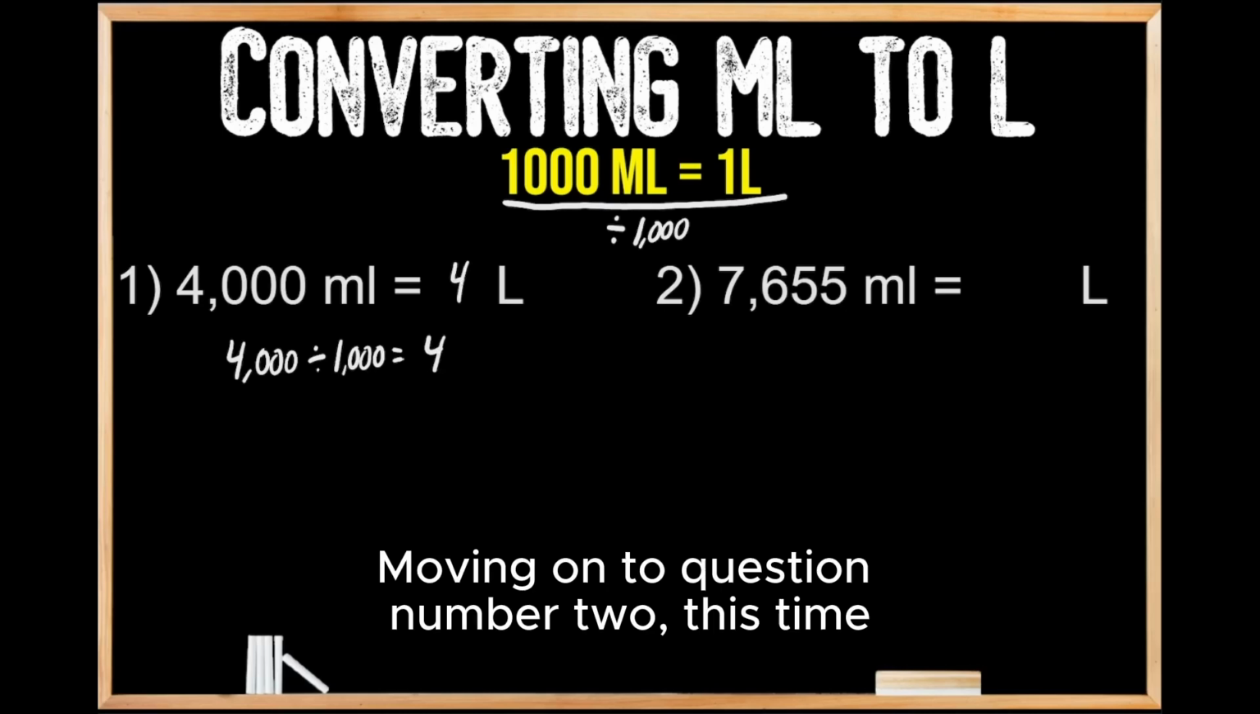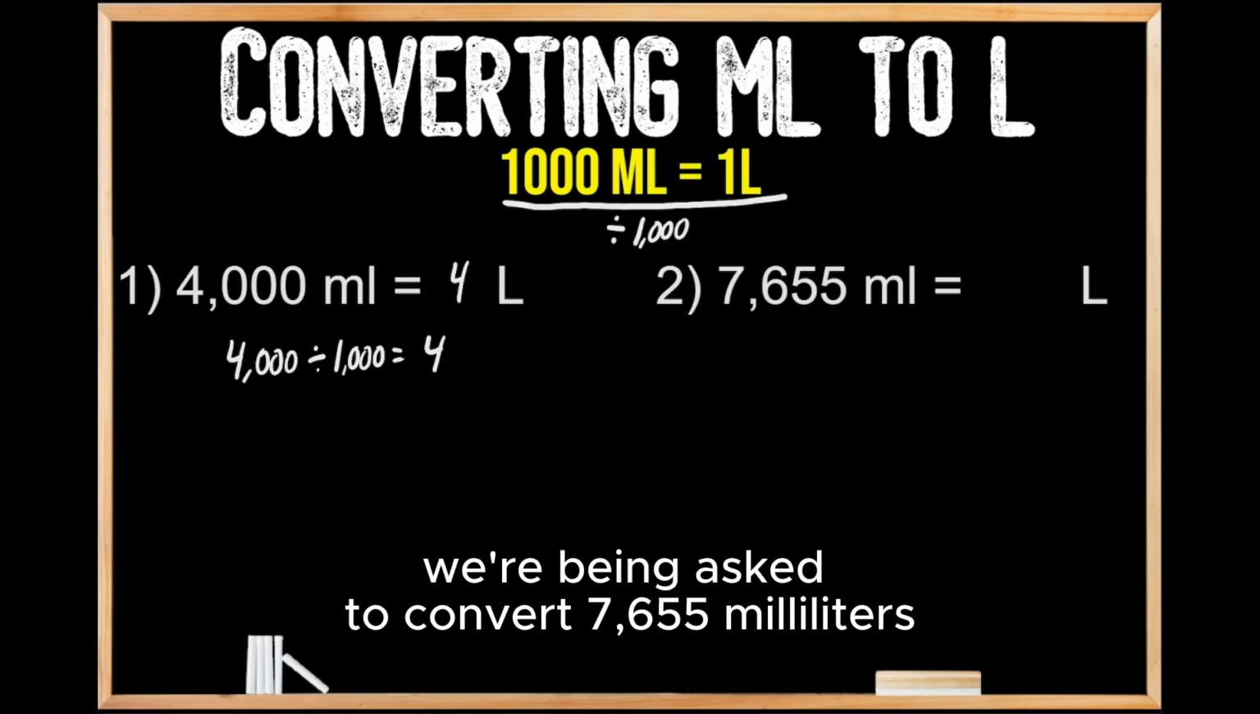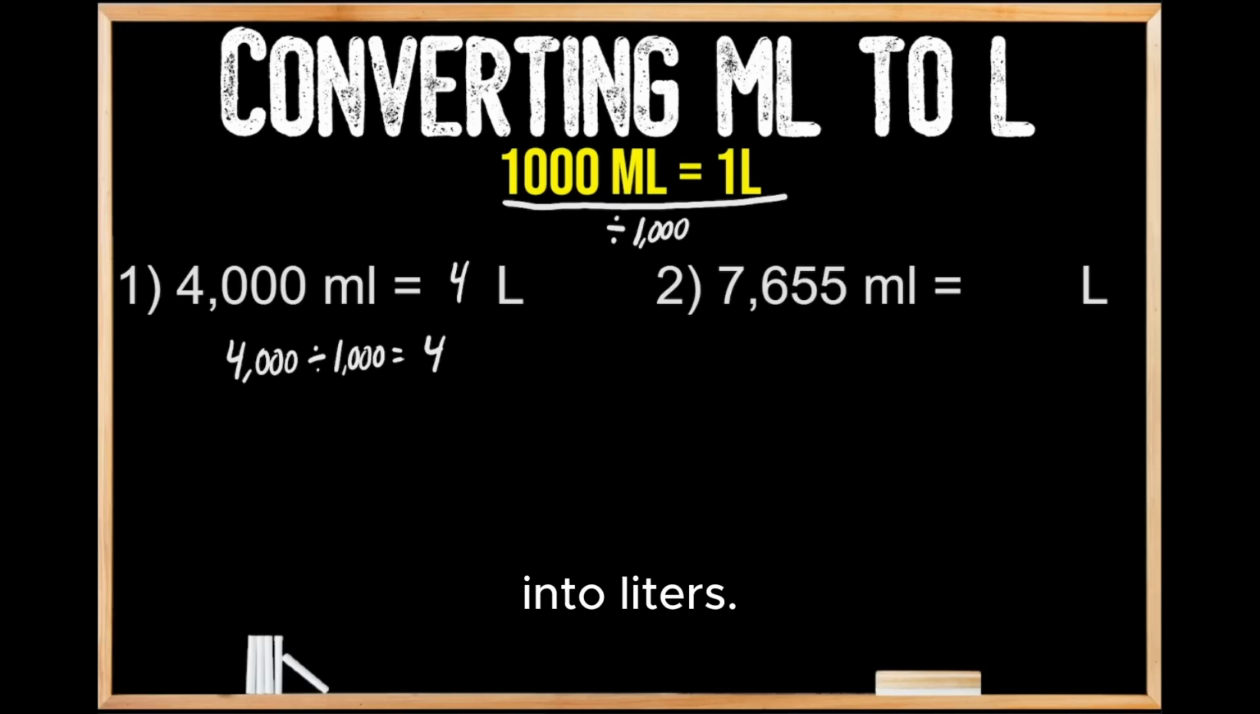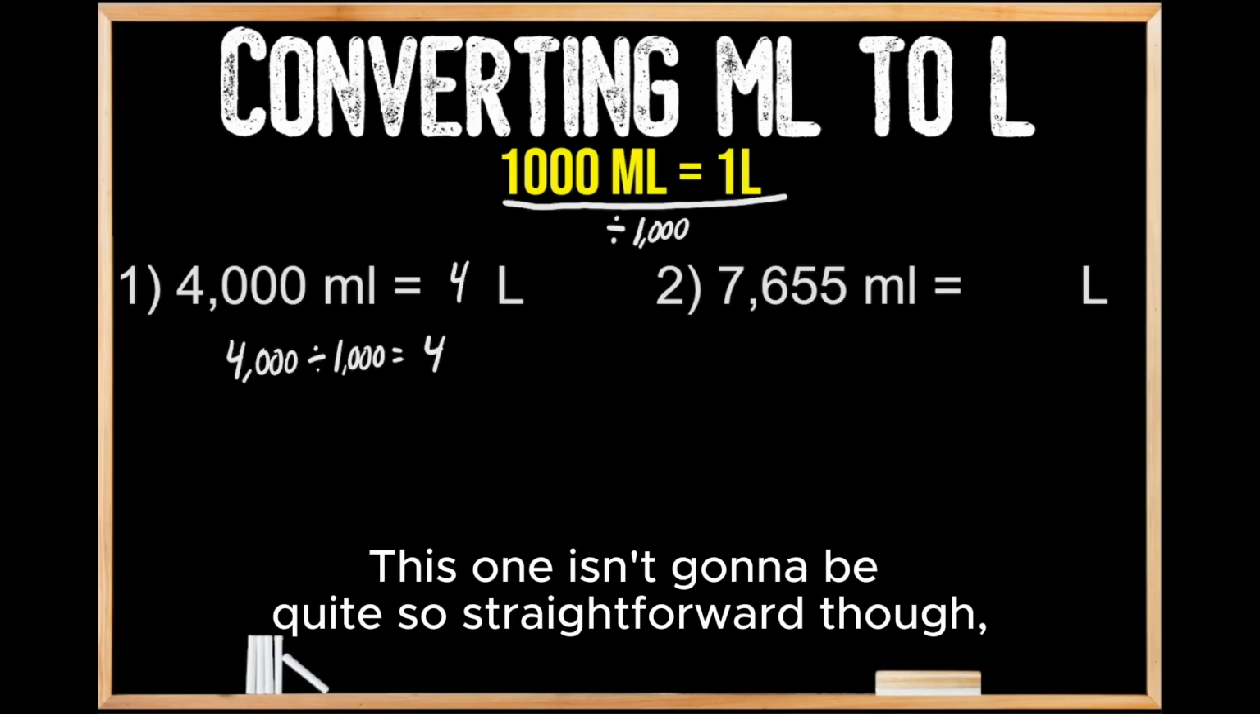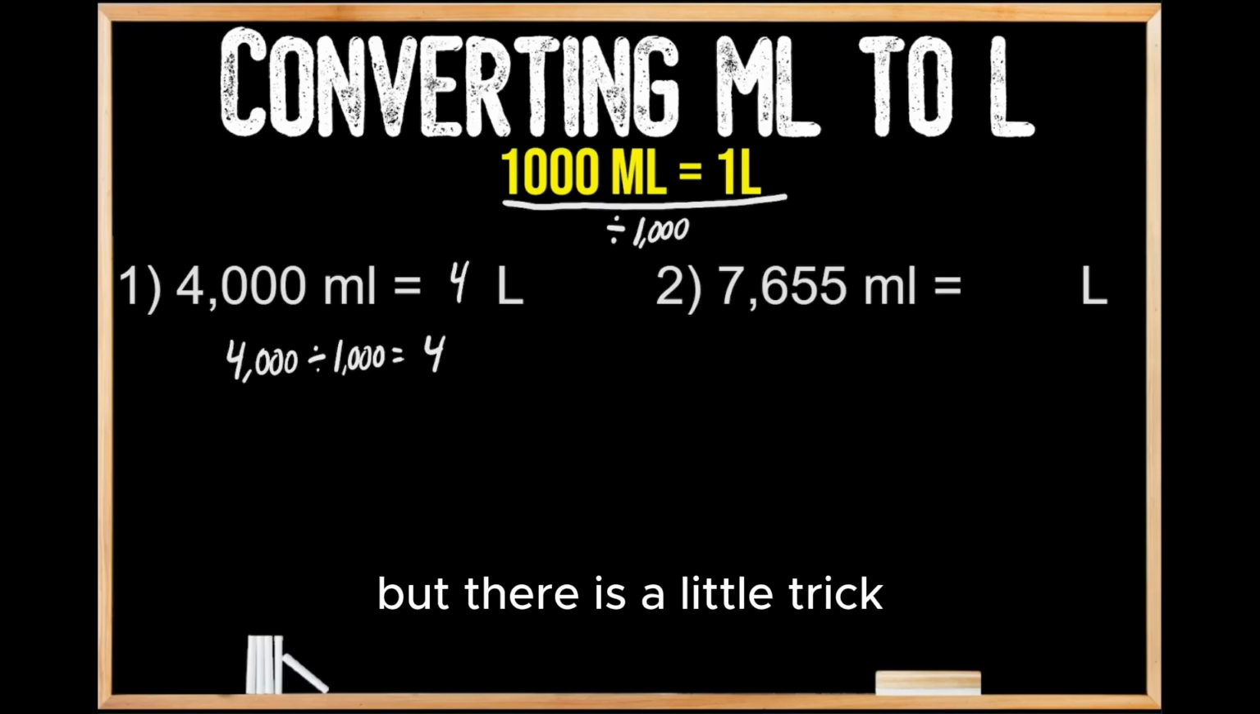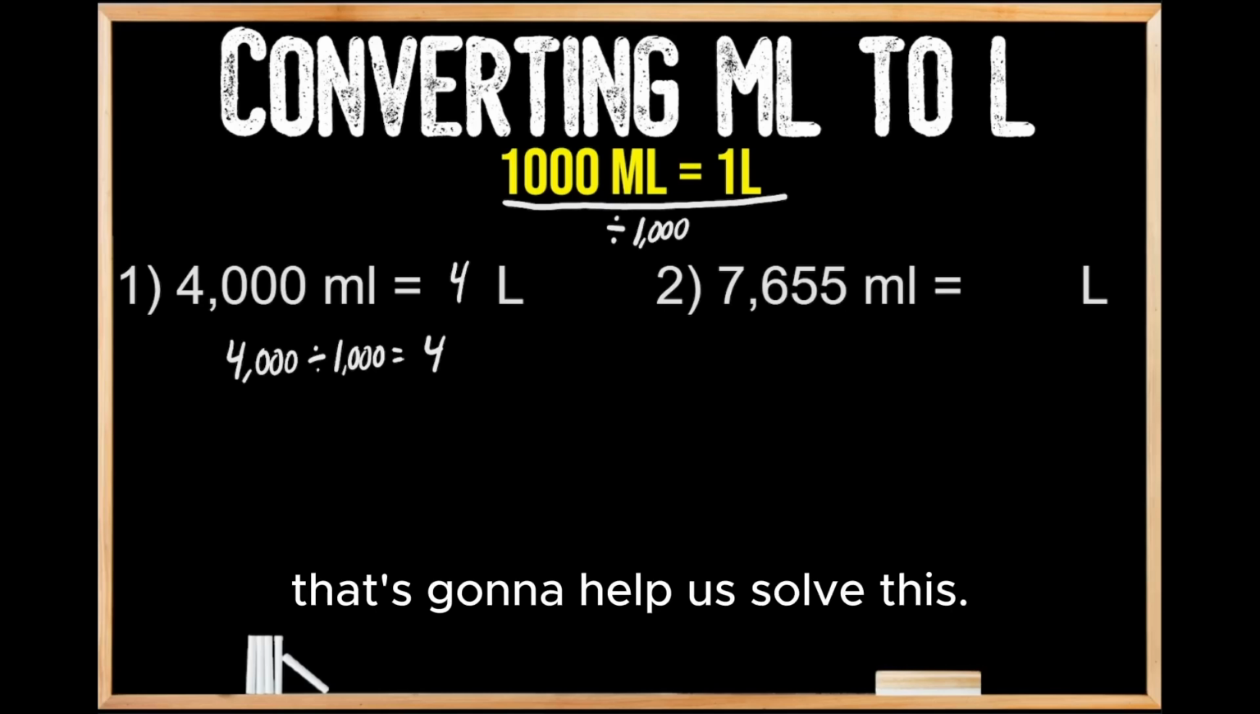Moving on to question number 2, this time we're being asked to convert 7,655 milliliters into liters. This one isn't going to be quite so straightforward though, but there is a little trick that's going to help us solve this.